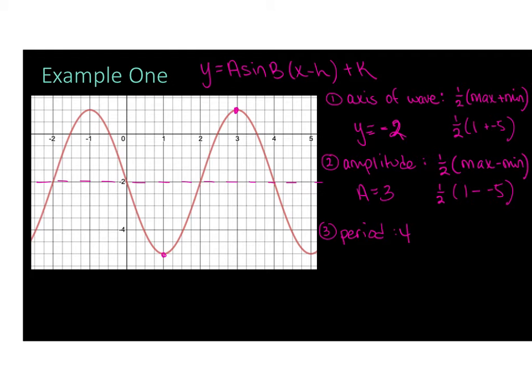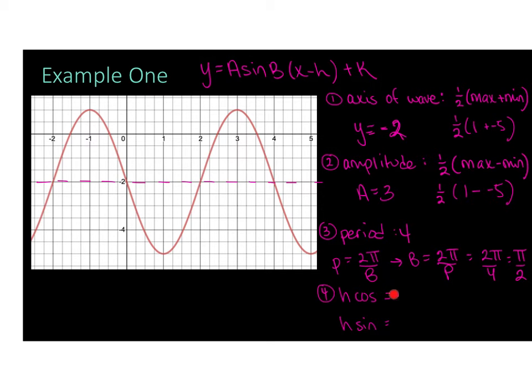Now that we know the period is 4, I can use that to get b. So you might remember that the period is always 2 pi over b. Well, b, therefore, is always 2 pi over p. So in this case, that would be 2 pi over 4 or pi over 2. So b is pi over 2. The only thing left to find in our equations are the two different horizontal translations.